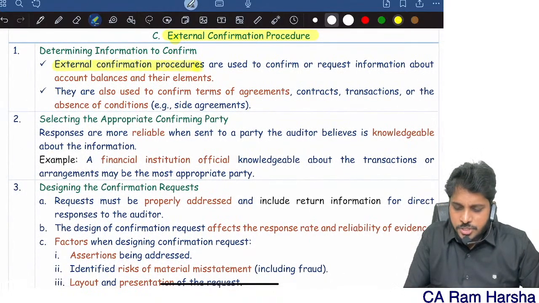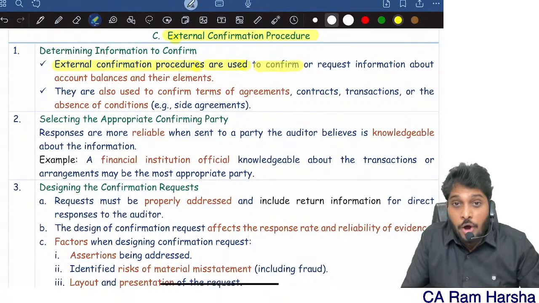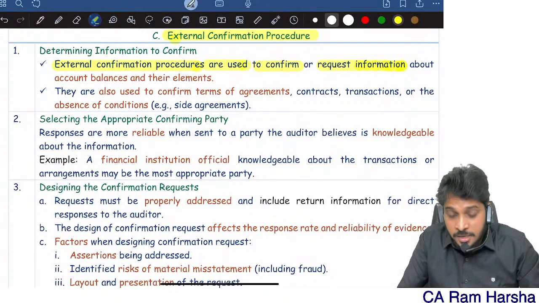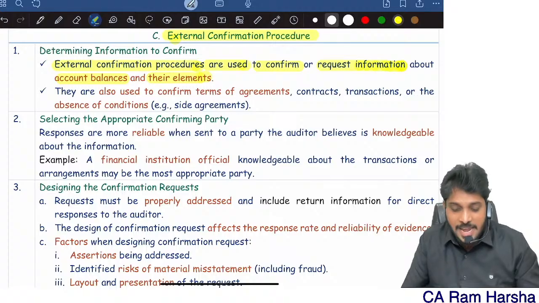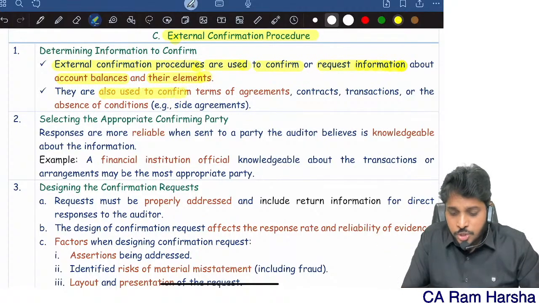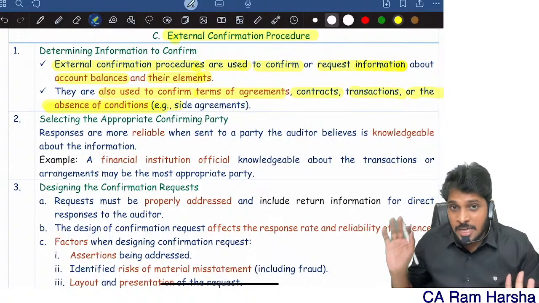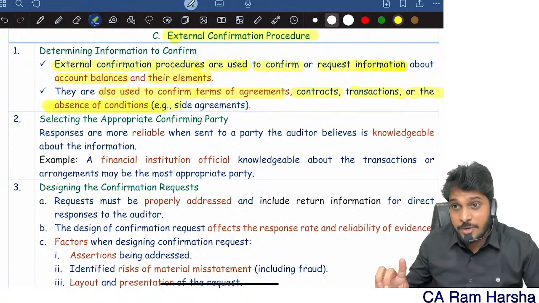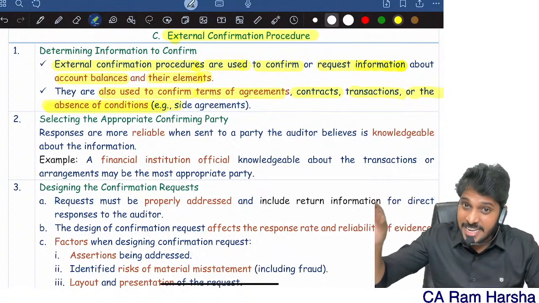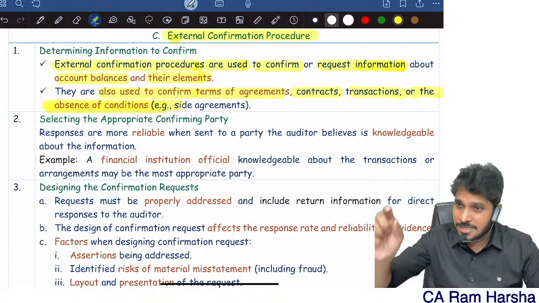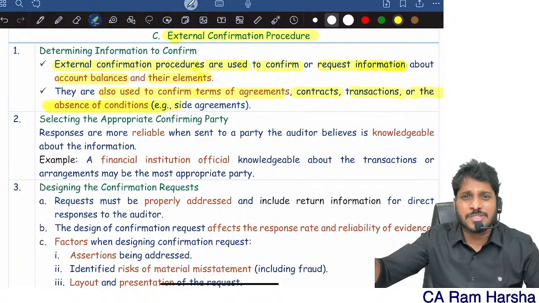External confirmation procedures are generally used to confirm or request information about some account balance and their elements. They can also be used to confirm terms of the agreement, contracts, transactions, and absence of conditions like side agreements. Are there any side agreements? So external confirmation can be used for confirming or getting information about account balances, their elements, transactions, terms and conditions, anything.